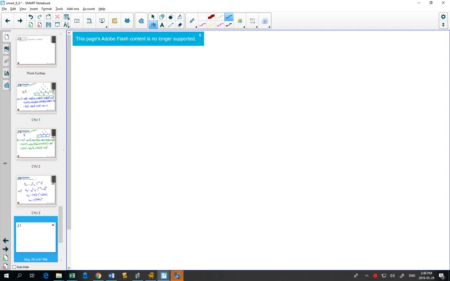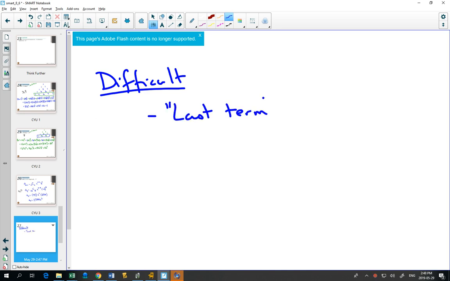So now we're going to categorize some of the more difficult questions. The difficult ones tend to be like "find the last." You had one in your homework that said find the last term, right? It doesn't specify it. Then for sure you need to know how many terms there are. If there's 13 terms, then the last one's term 13.